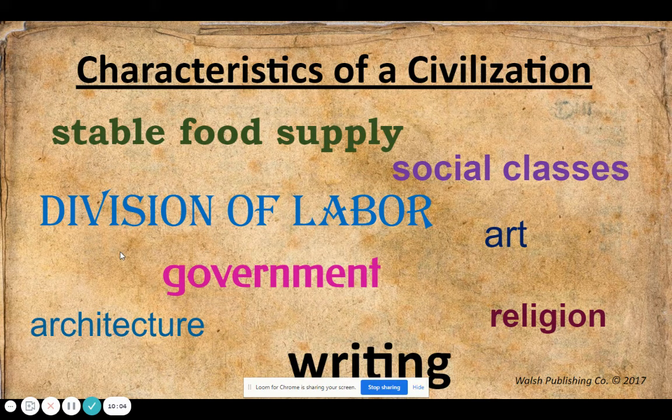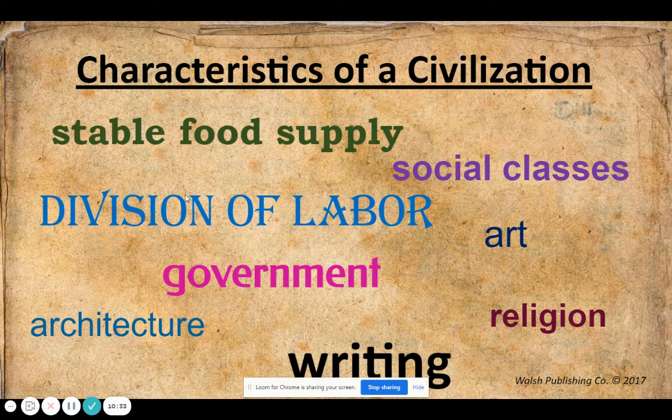Division of labor was something else. Because we weren't hunters and gatherers and we started to settle in one area and have a stable food supply and have social classes, we started to divide up the work. Every civilization divided up their jobs and specialized in different things. Some people may have been farmers. Some people may have been merchants. Some would have been craftspeople. Some would have been builders. Some would have been religious leaders. Some would have been tax collectors.